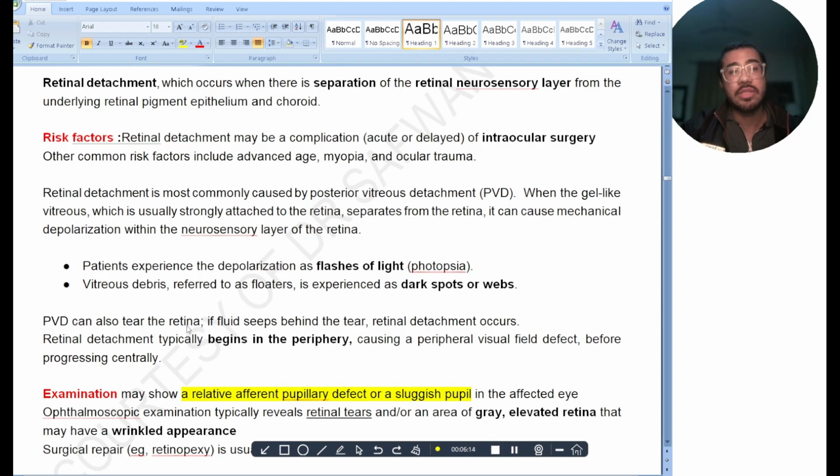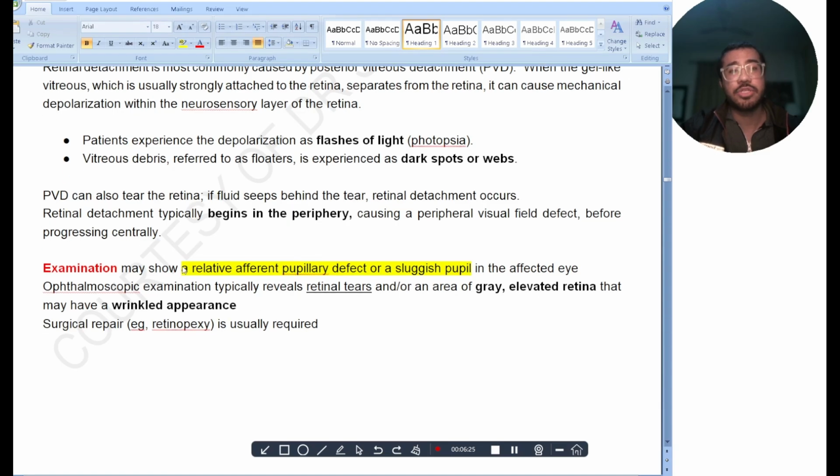PVD can also tear the retina. If fluid seeps behind the tear, retinal detachment occurs. It begins in the periphery, causing peripheral visual field defects before progressing centrally. Examination shows a sluggish pupil and a gray elevated retina that may have a wrinkled appearance, and the only treatment here is retinopexy, that is, you'll have to surgically fix the retina back to its original location.